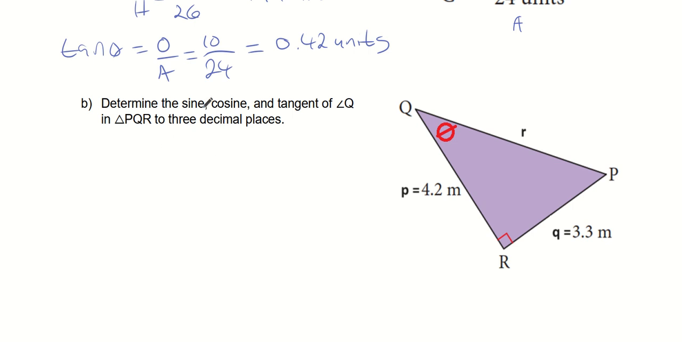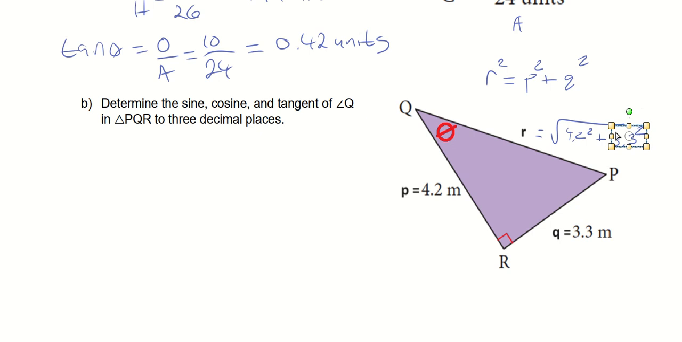But in the meantime, we are going to determine sine, cos, and tangent of this angle here. The first thing we want to do is find what r is. I know this is a right triangle, so I can use Pythagoras' theorem. I'm just going to use it right over here. The formula is that the hypotenuse squared equals p squared plus q squared. Therefore, r is the root of 4.2 squared plus 3.3 squared.